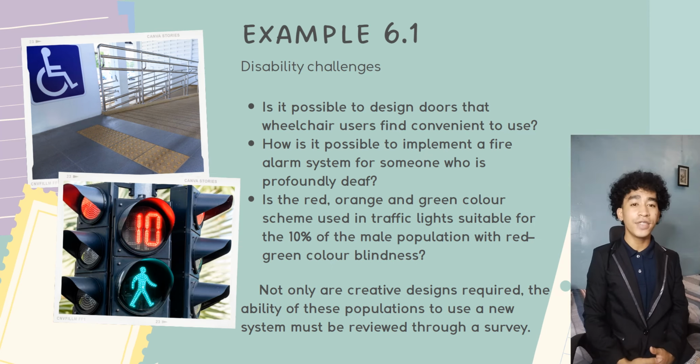As you can see on the left side, that is the PWD ramp. And on the image below, that is the traffic light that uses symbols instead of just colors. But before they made these changes, they first took a survey in order to know whether this can be efficient, effective, or useful to those people with disability.